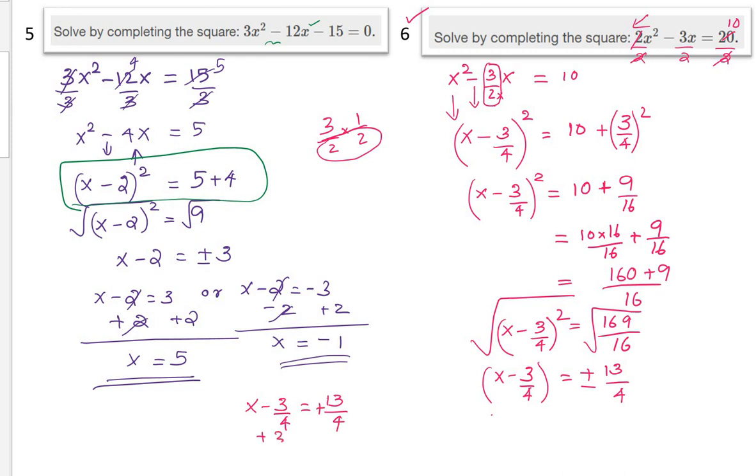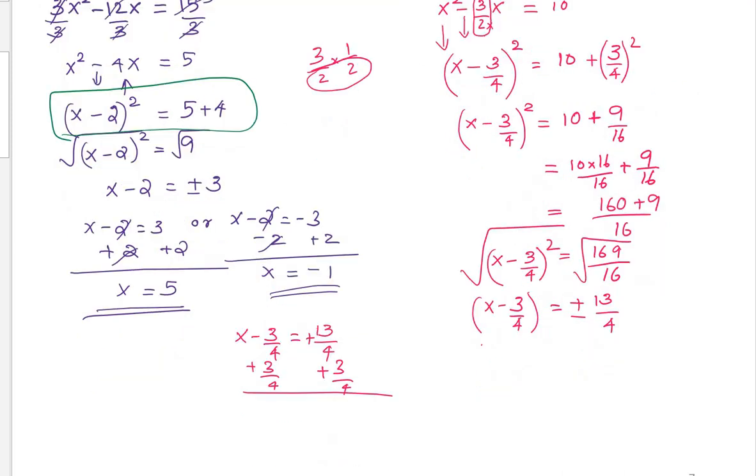So add 3/4 on both sides. This eliminates, so x = 13/4 + 3/4. The denominators are the same, so we can add the numerators: 13 plus 3 is 16, so 16/4, which is equal to 4. So that is the first solution: x is equal to 4.